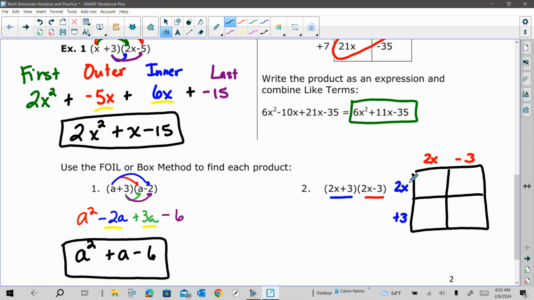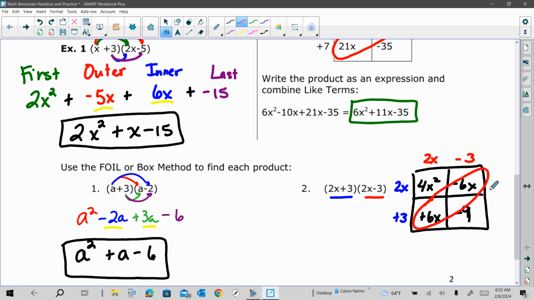2x times, it's kind of like Punnett square. 2x times 2x is going to give me 4x squared. Then 2x times this minus 3 is negative 6x. 3 times 2x, that's a positive 6x. And 3 times a negative 3, that's going to leave me a negative 9. Sorry. So here we're going to combine these like terms.